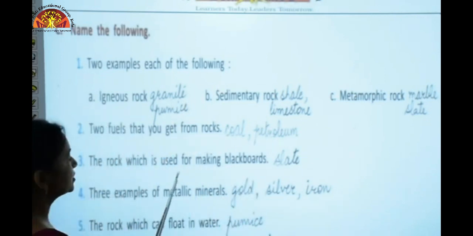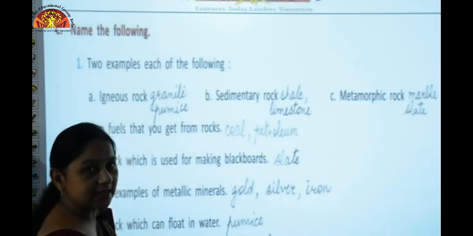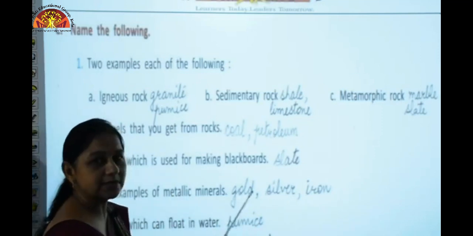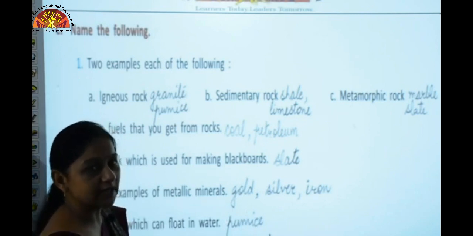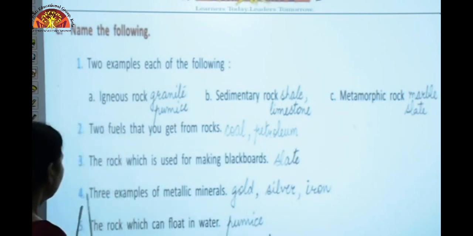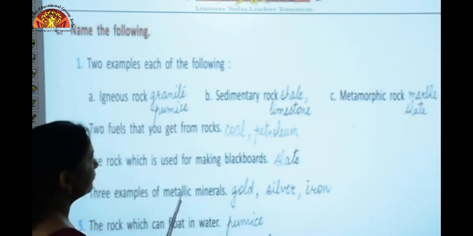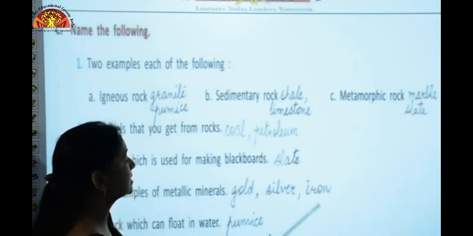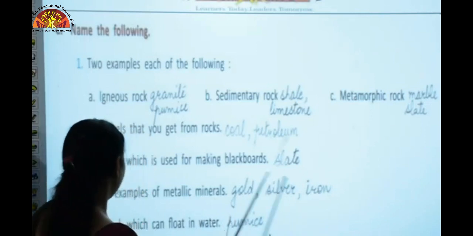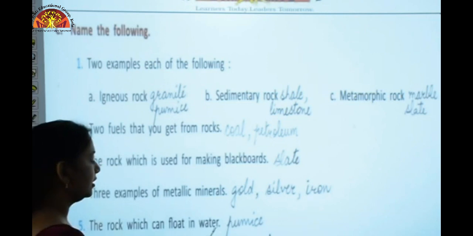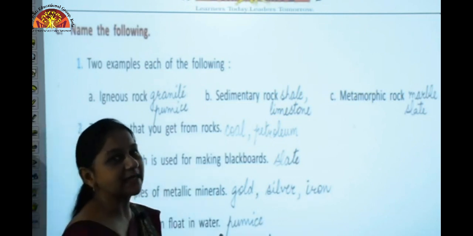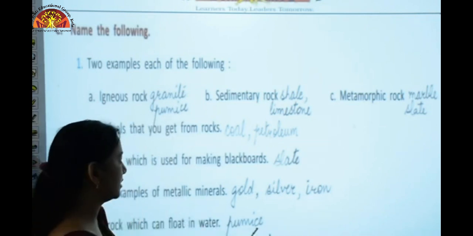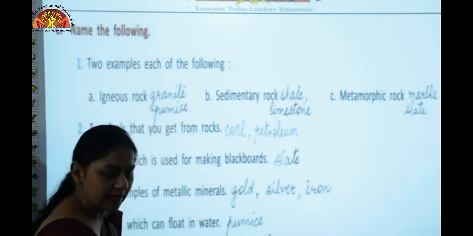The rock which is used for making blackboards, as I told you when we discussed slate, that slate is used to make blackboards and handheld writing boards, that we call slate. Fourth one, three examples of metallic minerals. The examples of metallic minerals are gold, silver, iron. The rock which can float on water. Pumice is the example of a rock which floats on water due to the air spaces in between them. So you need to write pumice over here.